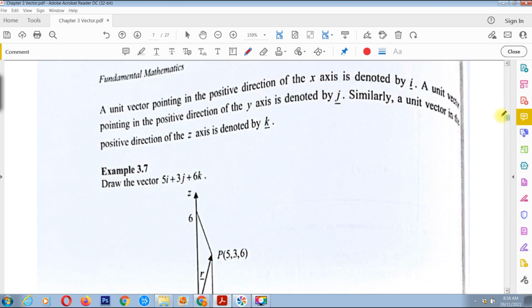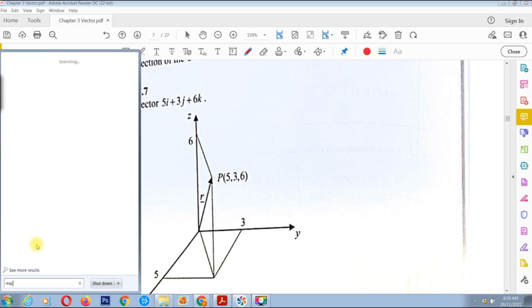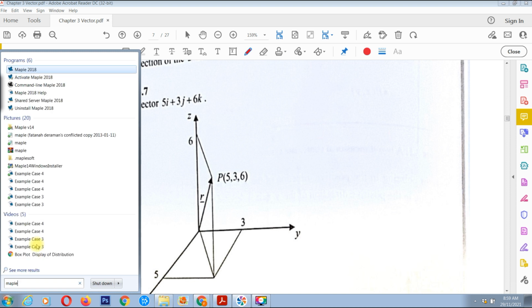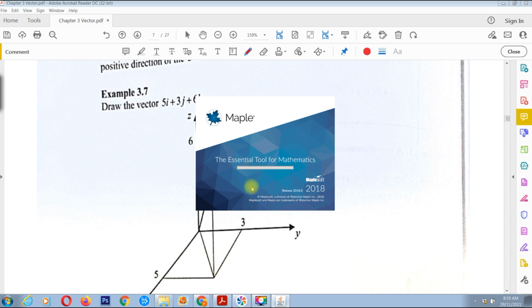So for example, draw. If you have Maple, you can draw. But I'm not sure, my Maple is not working. I think it's not correct in installation. But we can try. In Maple we can draw the vector.